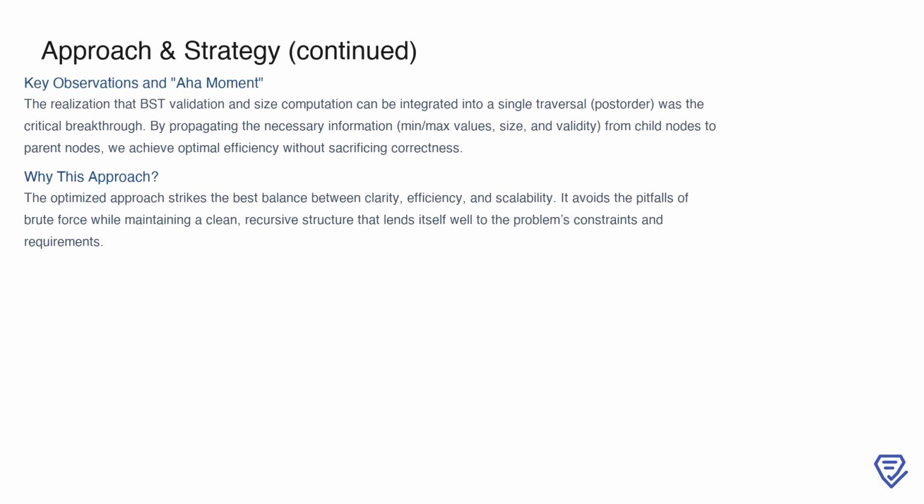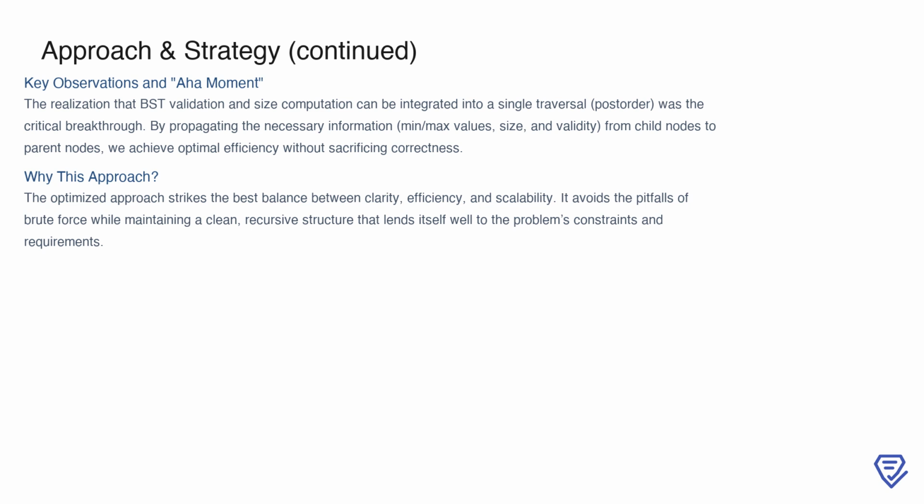The critical breakthrough in this problem was recognizing that BST validation and size computation could be integrated into a single traversal using postorder. This insight allowed us to propagate essential information, such as minimum and maximum values, subtree sizes, and validity, from the child nodes to their parent. By doing so, we ensure that each node is processed only once, achieving optimal efficiency without compromising correctness.